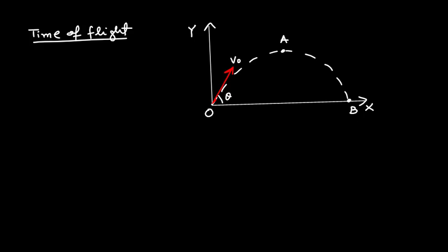We know that this is the initial velocity, which is v naught. So we can have two components, which are v naught cos theta and v naught sine theta. Now let's write the equation of motion, which is S is equal to v naught t plus half a t square. This equation of motion let's write for vertical direction, for vertical motion.